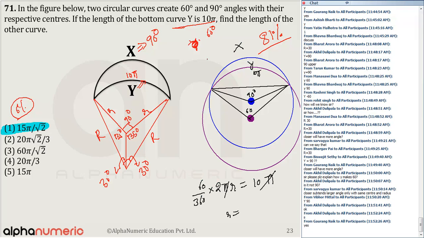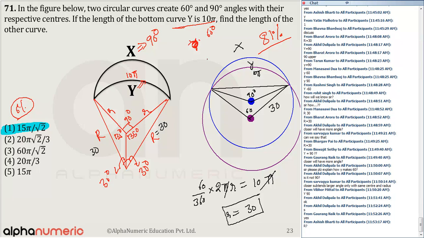What is the value of r? 60 by 360 is equal to 1 by 6, that is 30. ठीक है, तो बेसिकली यहां पे ये कैपिटल आर है, ये कैपिटल आर की वैल्यू 30 हो गई और ये 30 हो गई. सो आई कैन राइट डाउन दिस लेंथ इज इक्वल टू 30, दिस लेंथ इज इक्वल टू 30. यस, कैपिटल आर यहां पे मैंने कैपिटल आर से रिप्रेजेंट किया इन द फर्स्ट फिगर. सो लेट मी राइट इट डाउन, कैपिटल आर इज इक्वल टू 30.